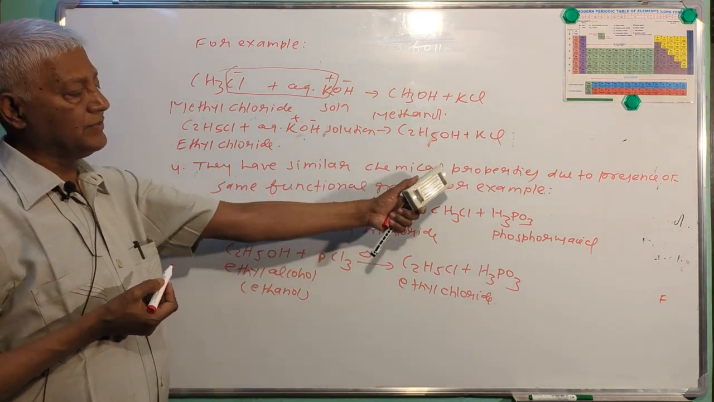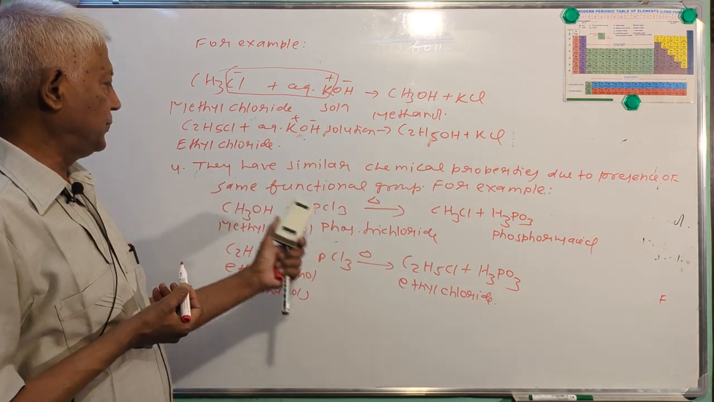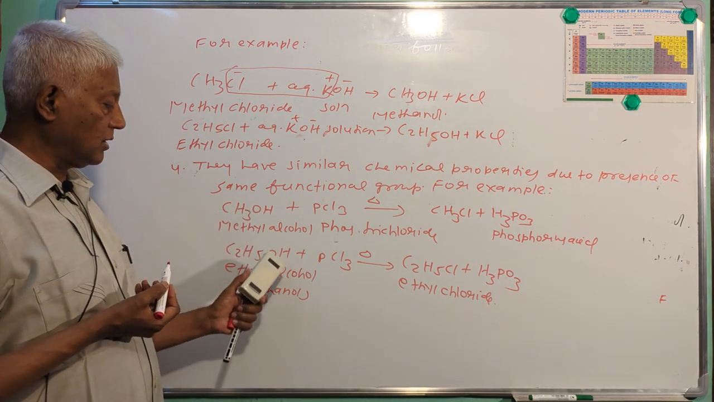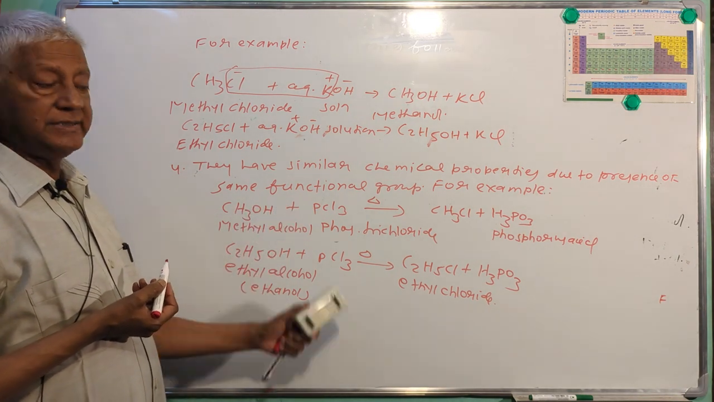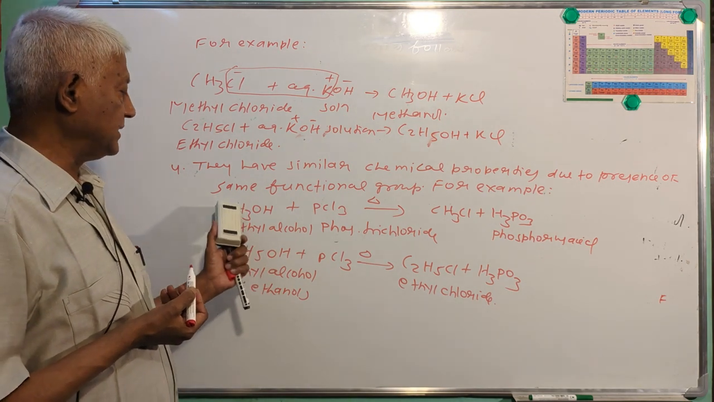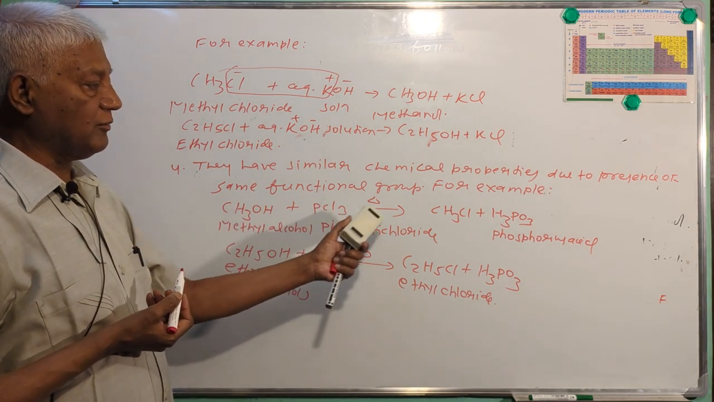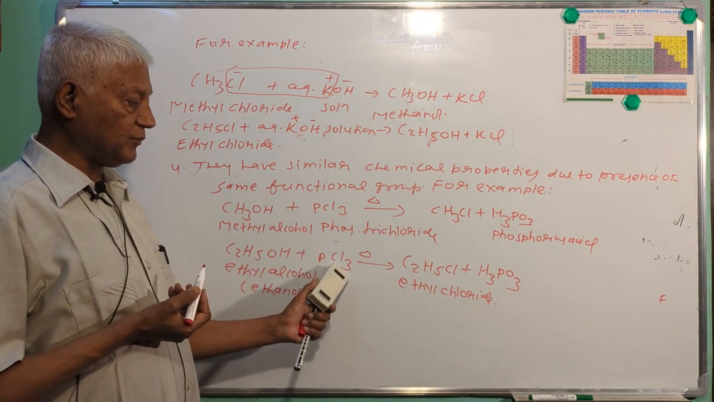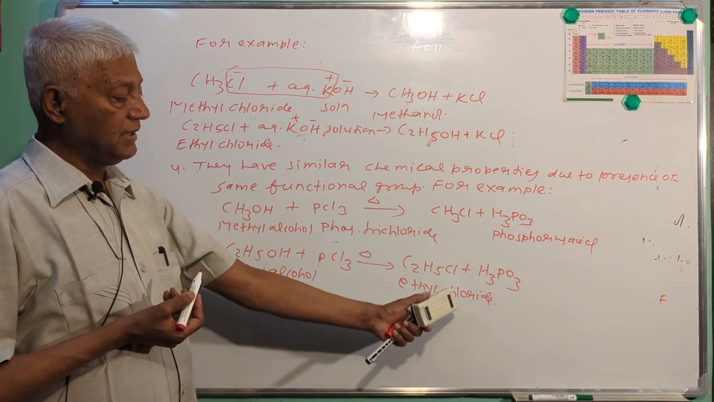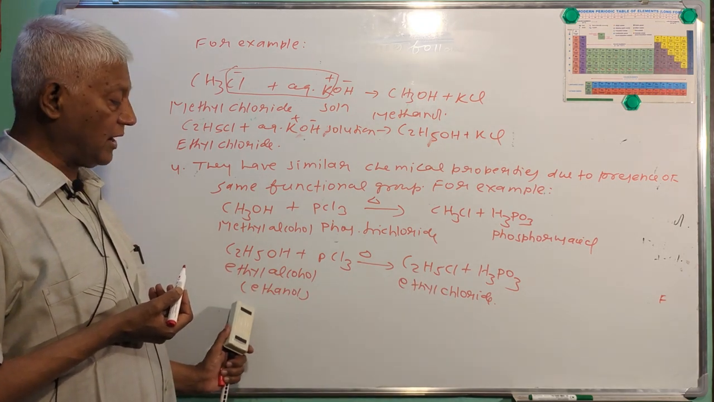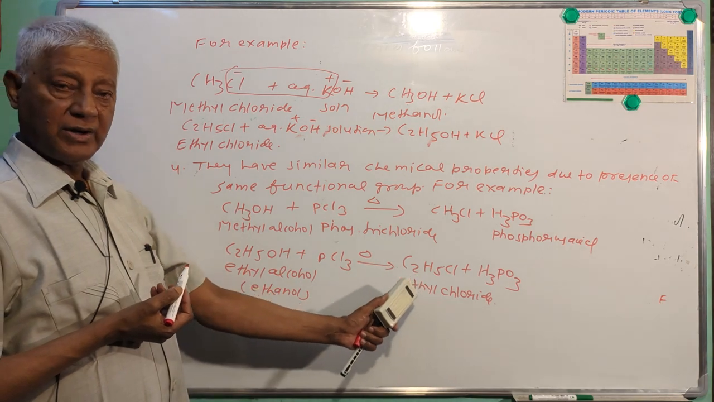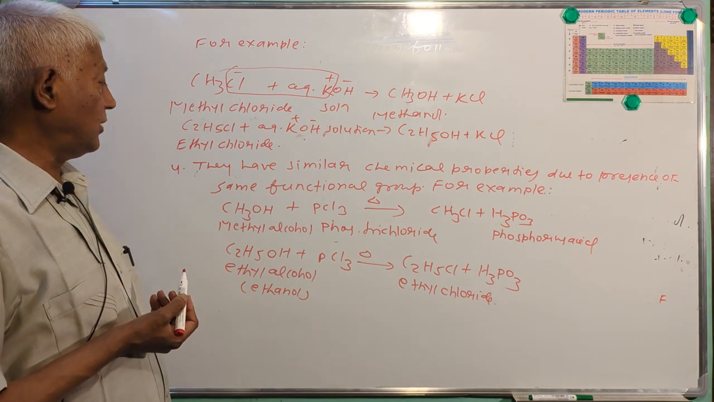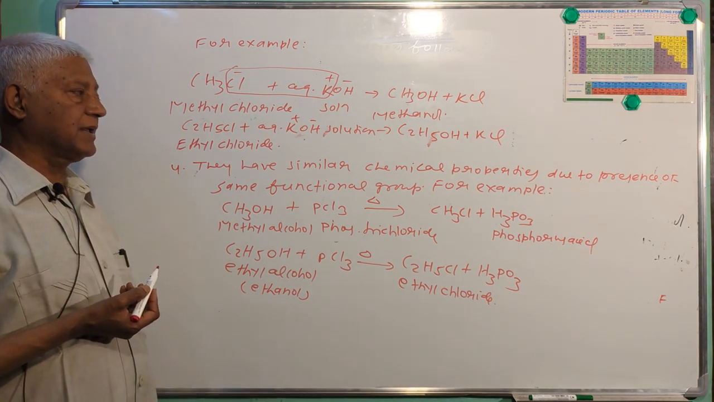They have similar chemical properties. Why? Due to the presence of the same functional group. In this case, what do we have? The same functional group, alcohol. So what does it give? Generally similar chemical properties. When methyl alcohol is treated with phosphorus trichloride, what do we have? Methyl chloride. When ethyl alcohol is treated with PCl3, we have ethyl chloride. If propyl alcohol, propyl chloride. If butyl alcohol, butyl chloride. So they have similar chemical properties.